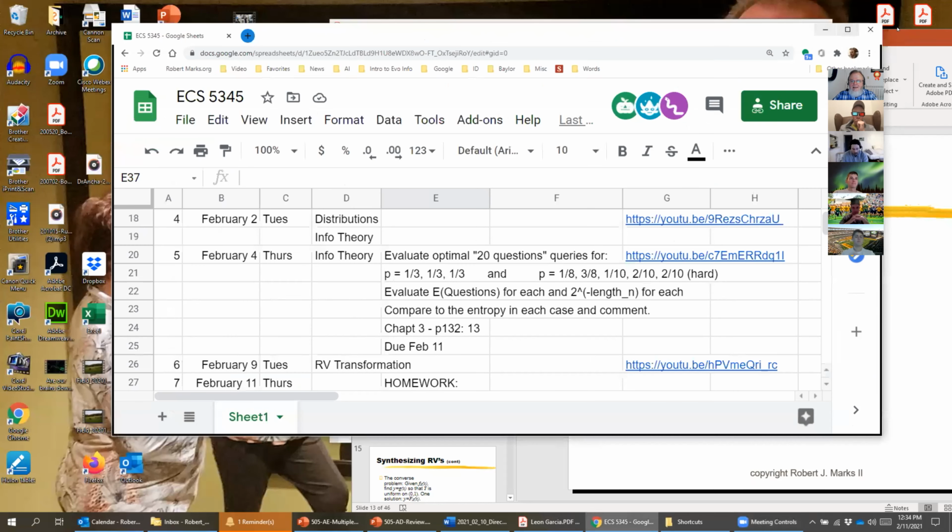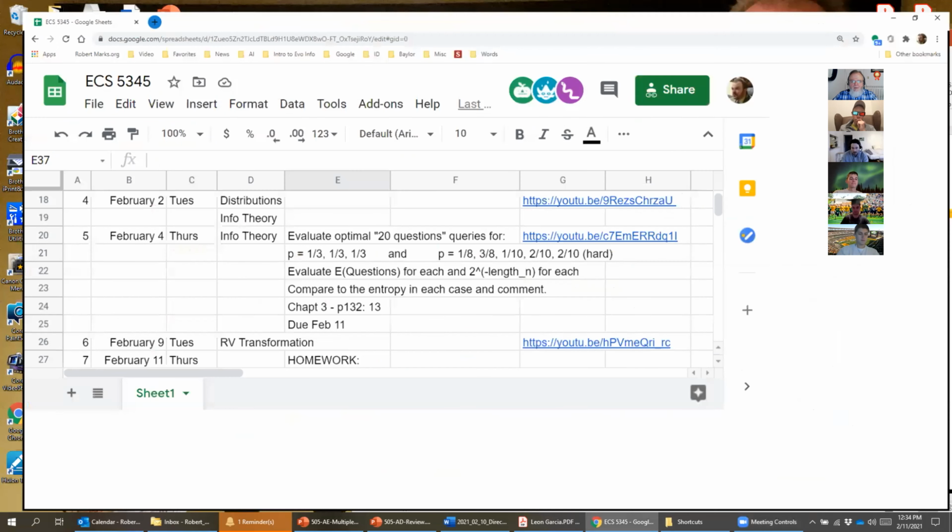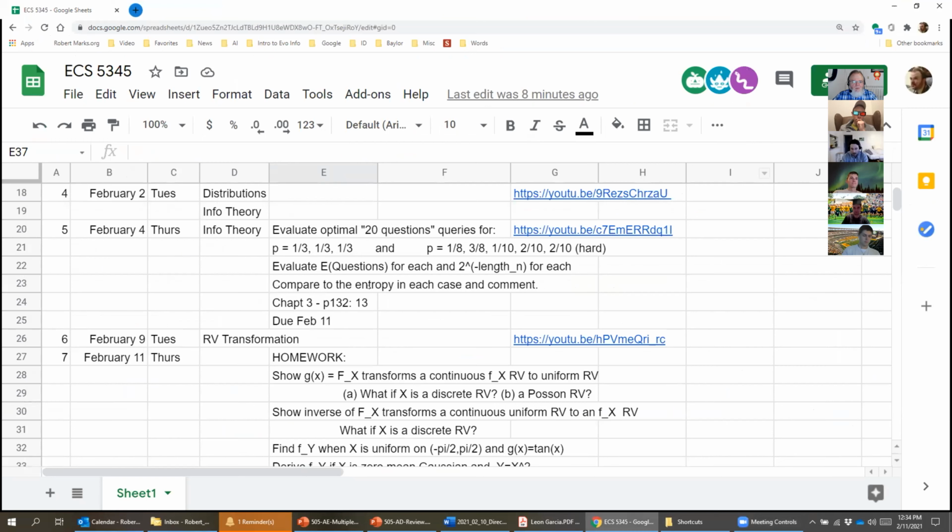I think that the first problem was pretty straightforward. This is what is due today. Evaluate the optimal 20 questions for p is equal to a third, a third, a third. And I think that that one's actually pretty easily done. Do you agree with that?